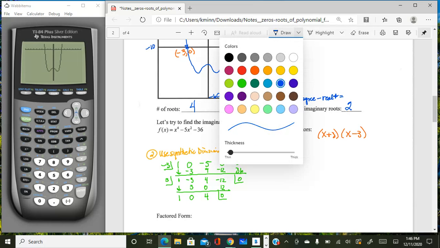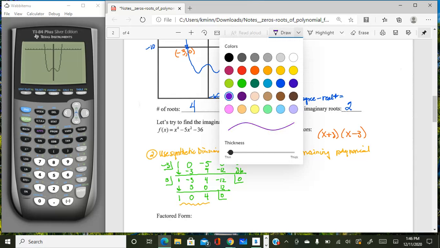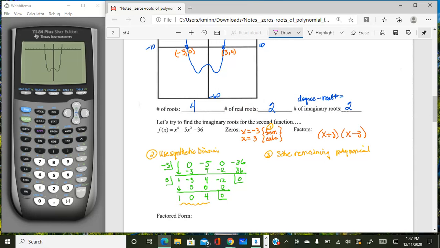From here, our third step is going to be to solve the remaining polynomial. The remaining polynomial is coming from these coefficients. Those coefficients are going to give us a polynomial of 1x squared plus 4. And I know it's x squared because we started off with x to the fourth, and every time you do a synthetic division, the degree comes down one more.